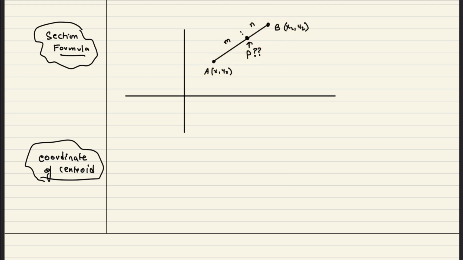So the way I remember it is by these twisted arrows. M gets multiplied with this one and N gets multiplied with this one. So it's like these crisscross arrows. So the coordinate of P is (mx2 plus nx1) divided by m plus n, (my2 plus ny1) divided by m plus n. So see how it crisscrossed, right?